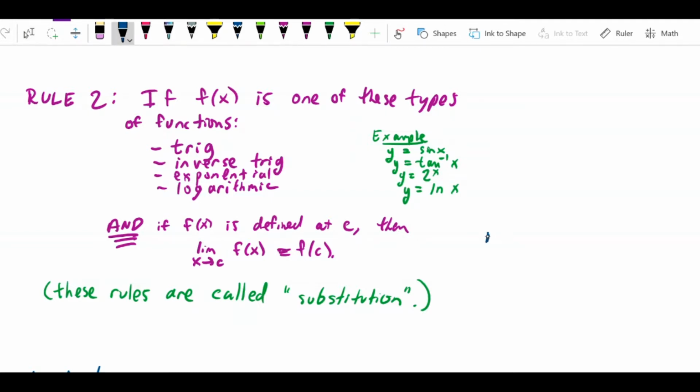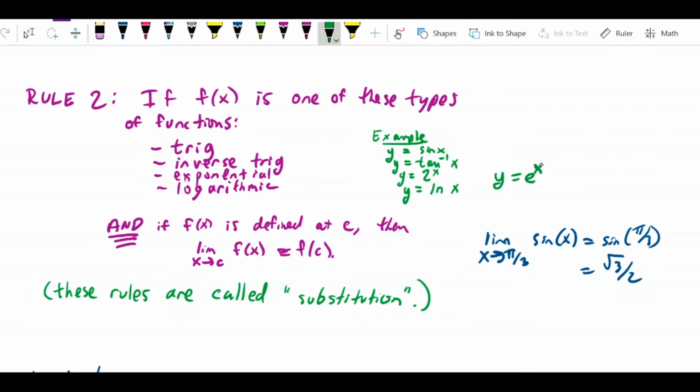So, for example, the limit as x approaches pi over 3 of sine x is equal to the sine of pi over 3, which you should all know is root 3 over 2. So this works with a very large class of functions: trig, inverse trig, exponential, and logarithmic. You can just replace them. Oh, and by the way, the most important of the exponential functions is y equals e to the x. So that's just another example of a limit you can evaluate by substitution.